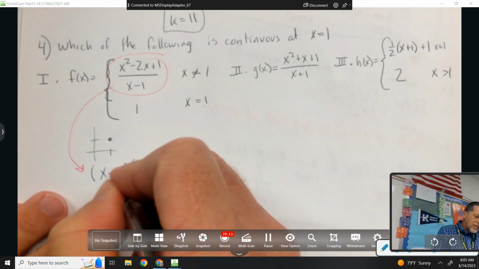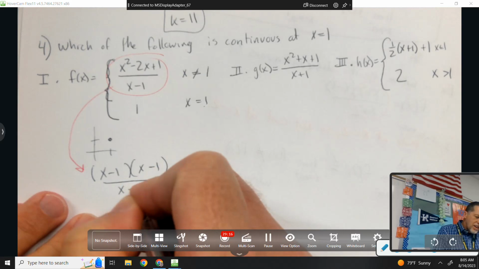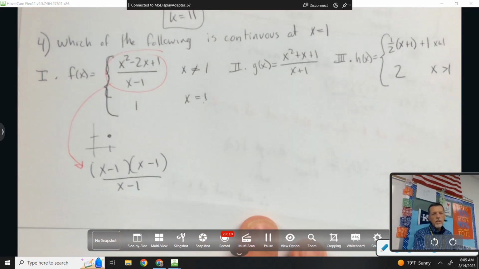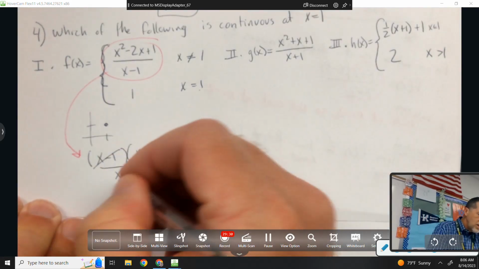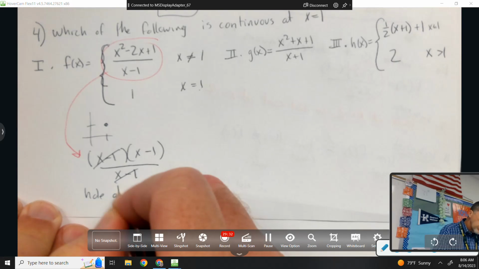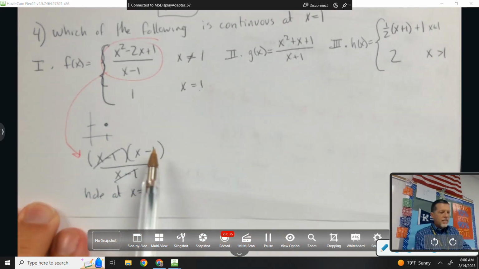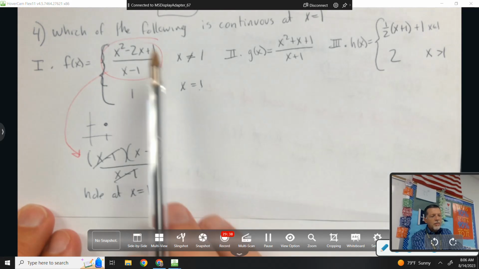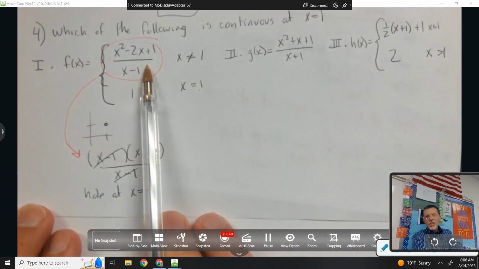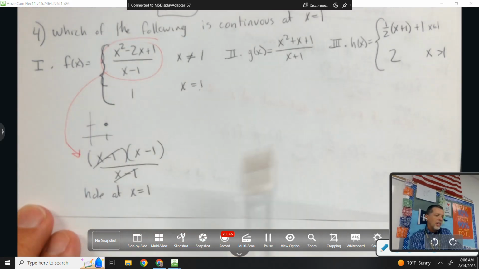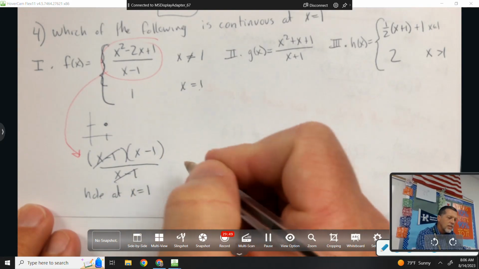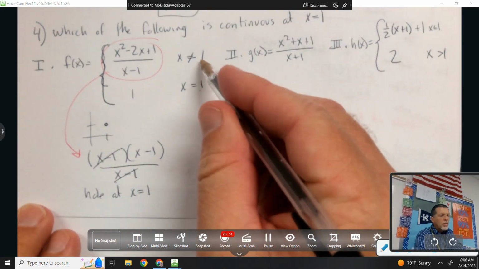What can we do with that numerator? Let's factor it. X minus 1 over x minus 1. Oh, this is good. What's going on there? There's a hole. But if we're at x equals 1, we're not really on this graph. This graph has a hole at x equals 1. We want to see if this point fills it in, basically. So what's left is x minus 1. Let's plug in 1 and see where the hole is.